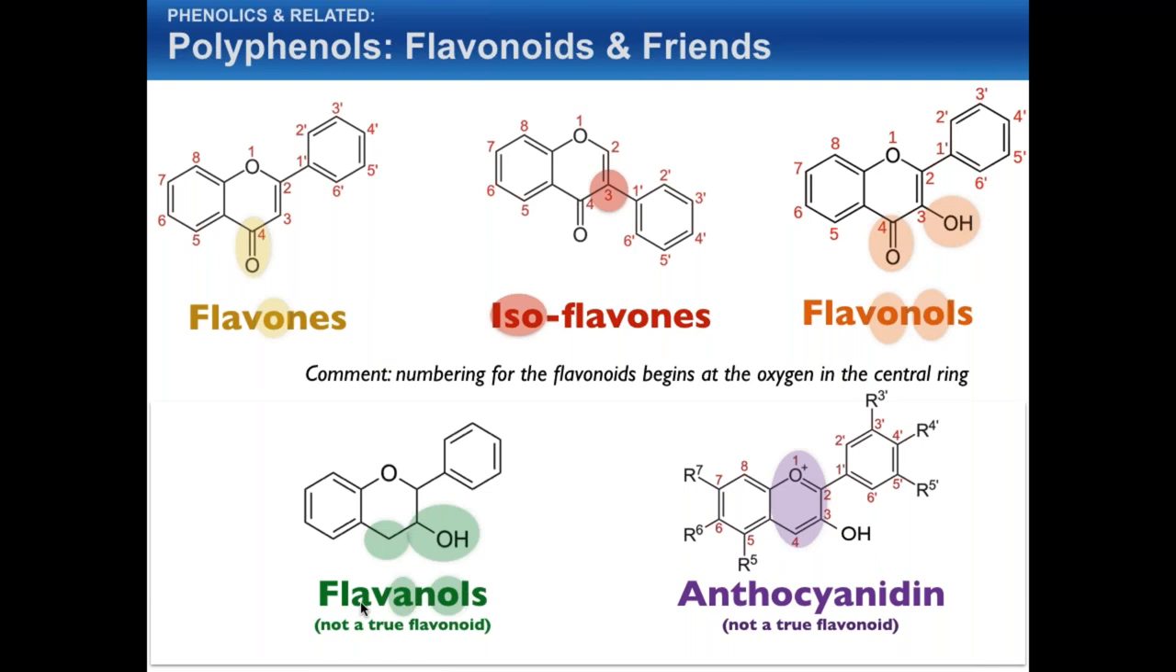You could also have a flavanol. So there's no ketone group. Technically speaking, it's not actually a flavonoid. It's a flavanol because there's no ketone group, but you've got the OH group here. And then finally, you've got these things called anthocyanidins, which are also not true flavonoids. But you basically get these flavanols that will form different sort of polymers, and they change, and there's a positive charge on here. These guys will often stack up together and form various polymers. So these are different compounds, and you'll find these in certain types of fruits and vegetables.